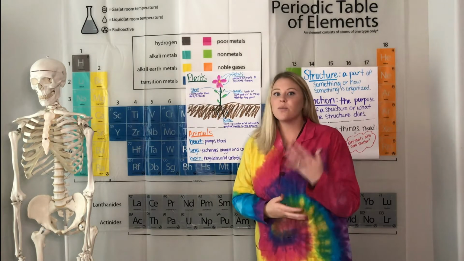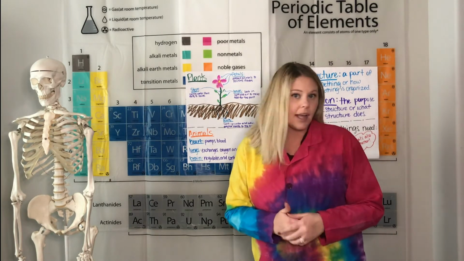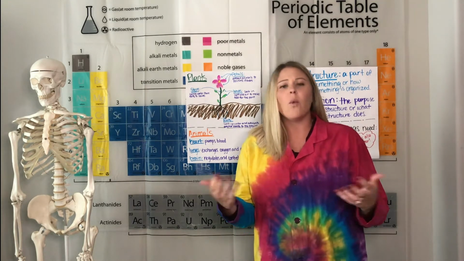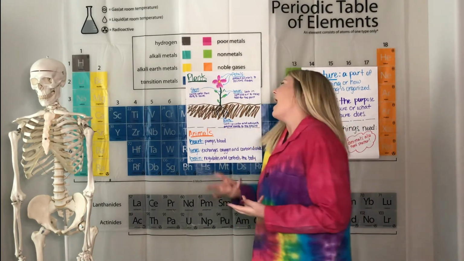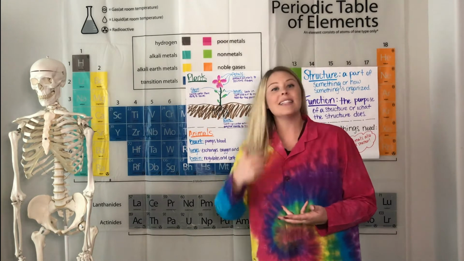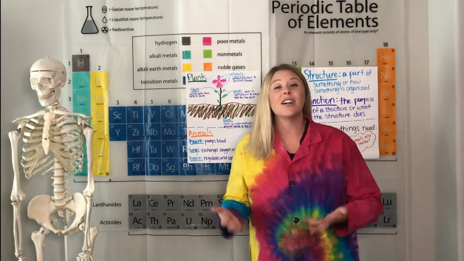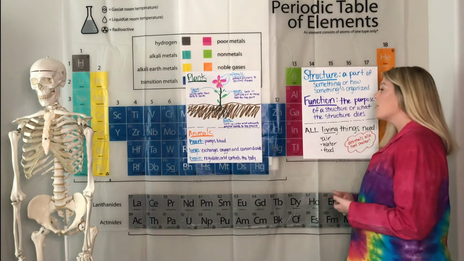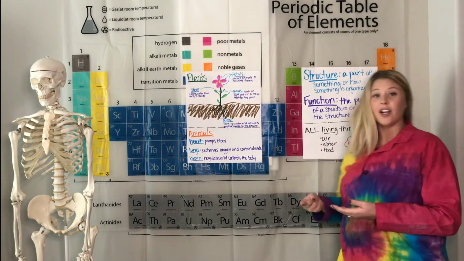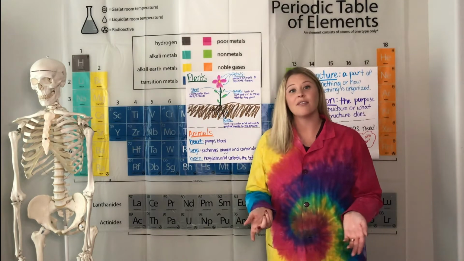Now, scientists, there are some really cool plants out there, like the Venus flytrap, or water plants like algae or water lilies. And their structures are a little bit different, but the function is the same. The function is in some way to allow the plant to get air, water, and food in order to survive.